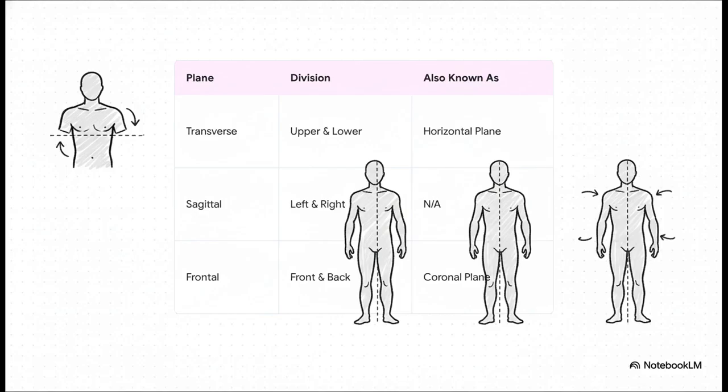And finally, we have the frontal plane, which is sometimes called the coronal plane. This one divides you into a front and a back. And those jumping jacks we keep talking about, that's the perfect example of movement on the frontal plane, using abduction and adduction. See? These planes give us a map to understand every motion.